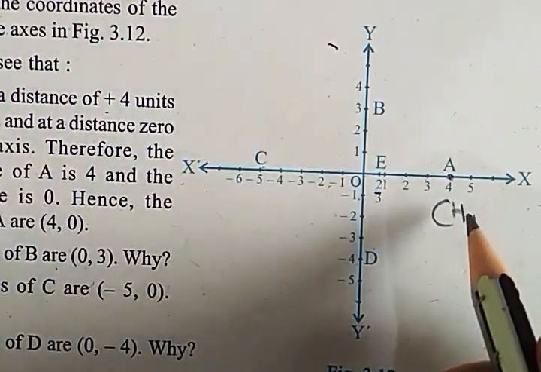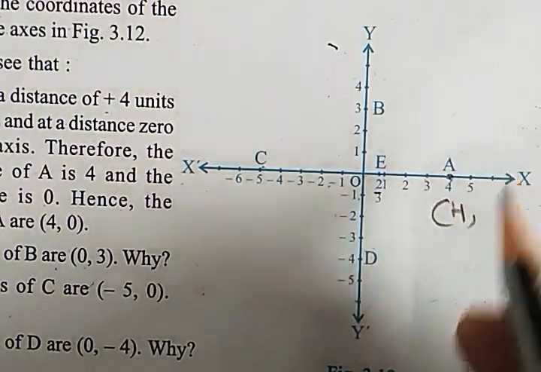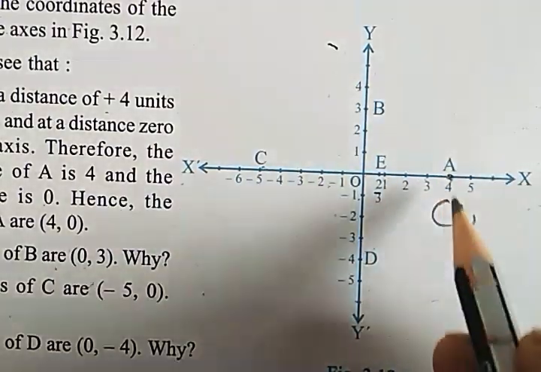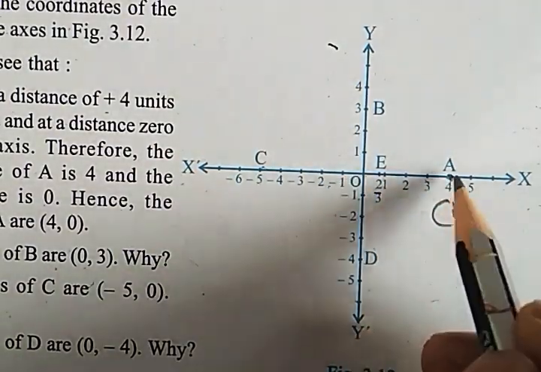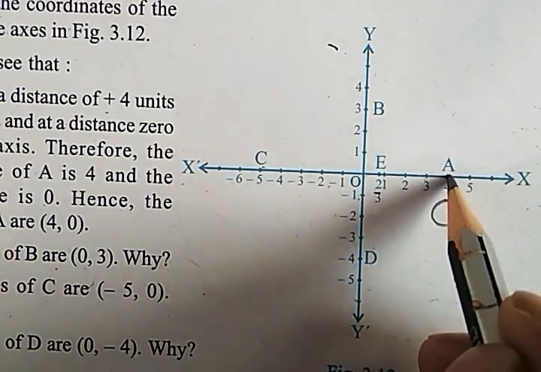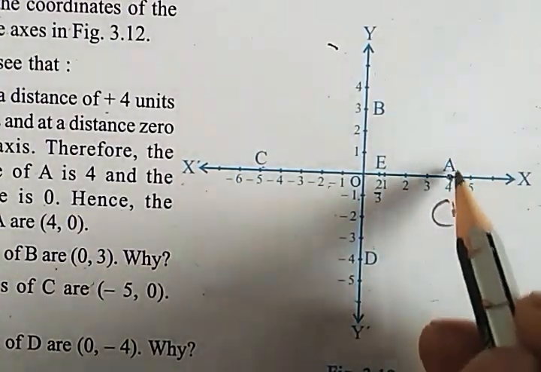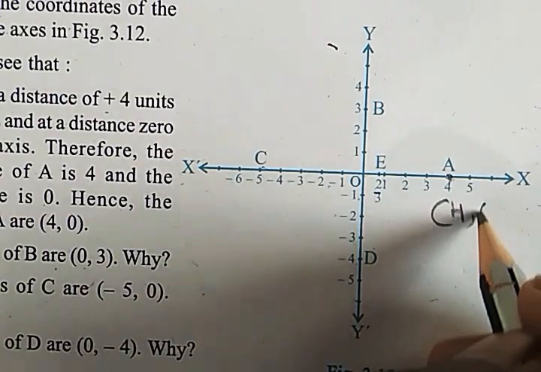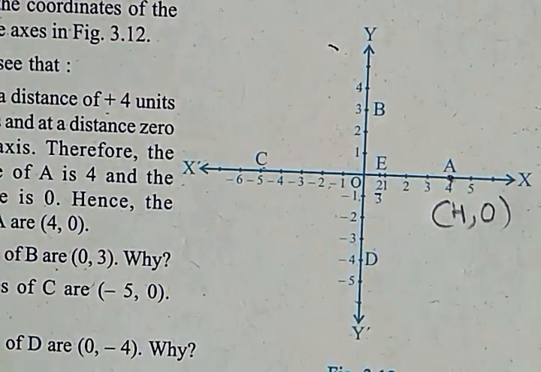Then what about y value? Y value means distance from x axis. X axis से ये कितने दूर में है? No distance towards y direction. It's on this x axis only. So it is 0.